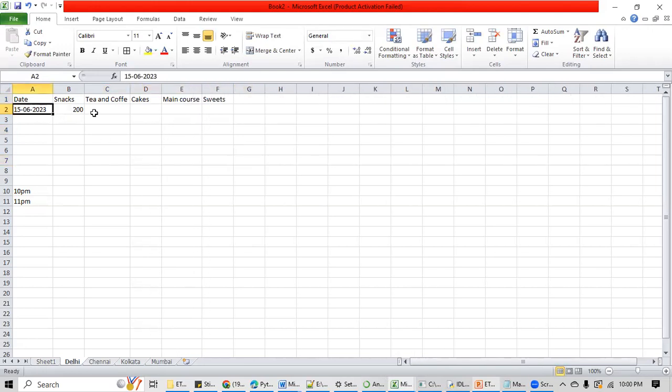On 15th June, his snacks and tea and coffee is, suppose, 100 rupees. Cakes you sold for 300. Main course sold for 1000. Sweets you sold for 200. Okay. So now the daily source team, who is at Delhi, will send you data in this form. Hope this is clear.